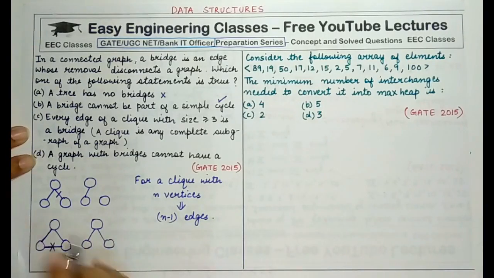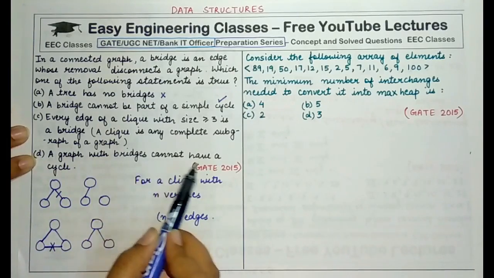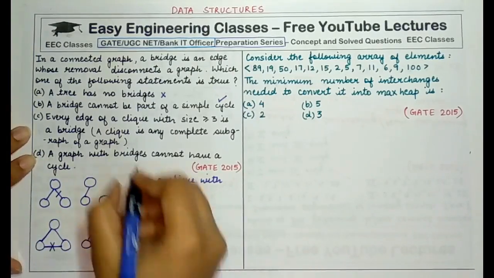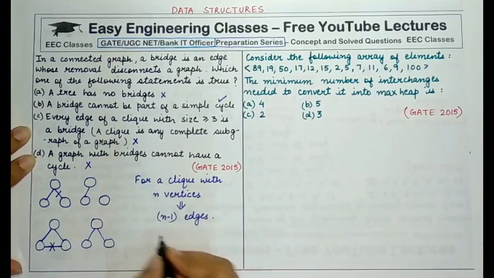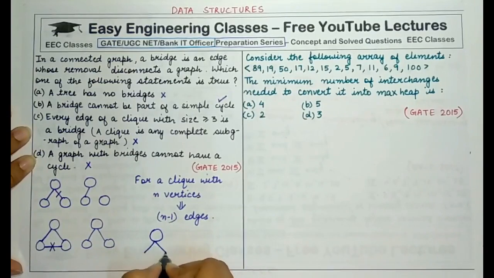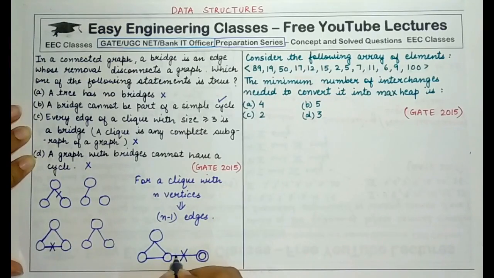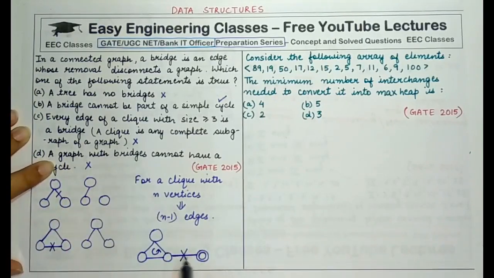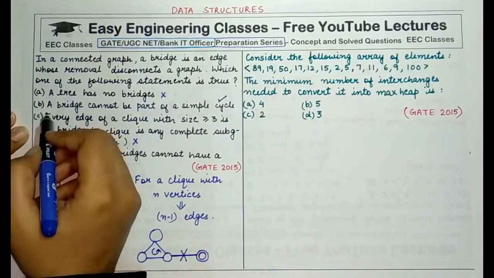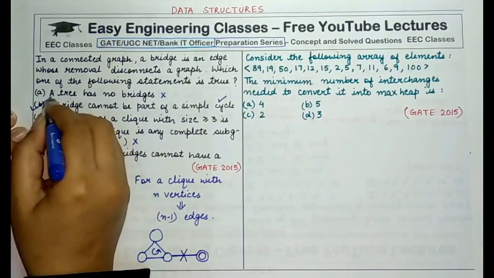Now coming to the D option, a graph with bridges cannot have a cycle. No, this is also false. The C statement was false and the D statement is also false. Let's make a graph which has a cycle, and let's add a bridge edge. Now if I remove this edge, these three vertices would become disconnected from this fourth vertex. Therefore this edge is a bridge edge and this graph has a cycle. So the statement that a graph with bridge edges cannot have a cycle is not correct. Therefore the correct answer is option B.